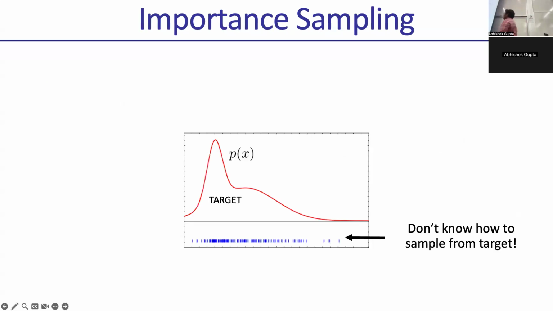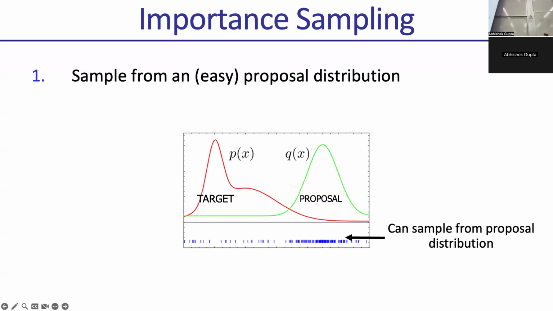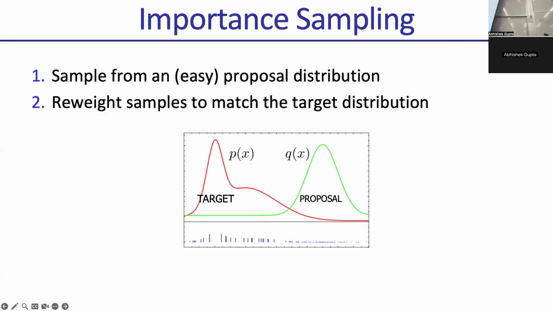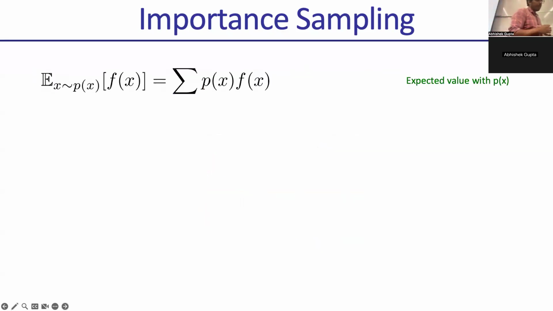Okay, so let's say this was our target distribution P of x. We don't know how to sample from it. These are the samples that we want, but we can't get them. Right? Instead, we have an easier distribution Q of x that we can get samples from. And what we want to do is compute the expectation under P of x. And the way we're going to do it is through reweighting, right? And so let's do a little bit of derivation.